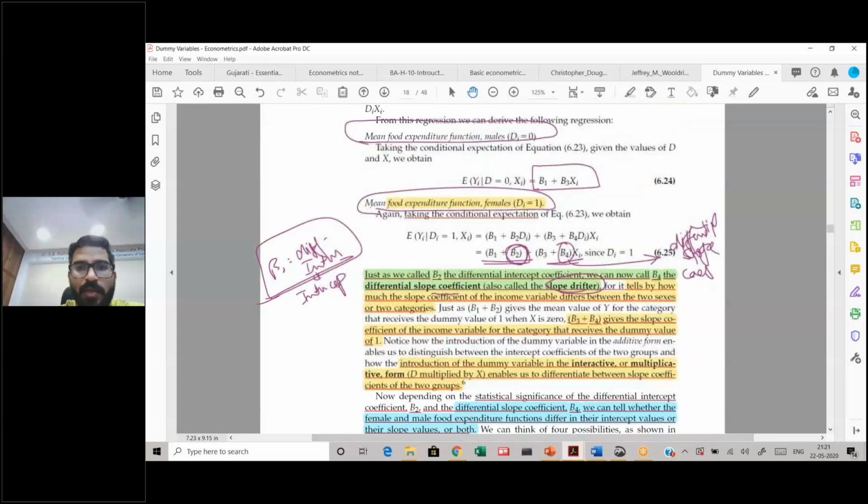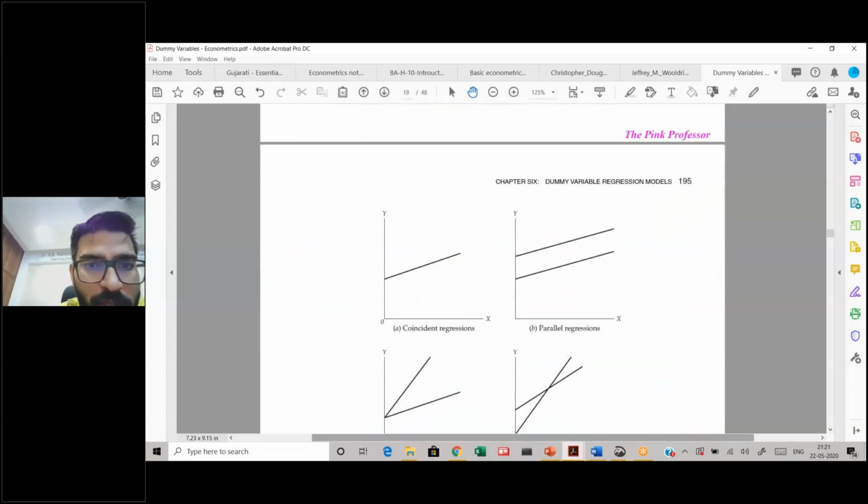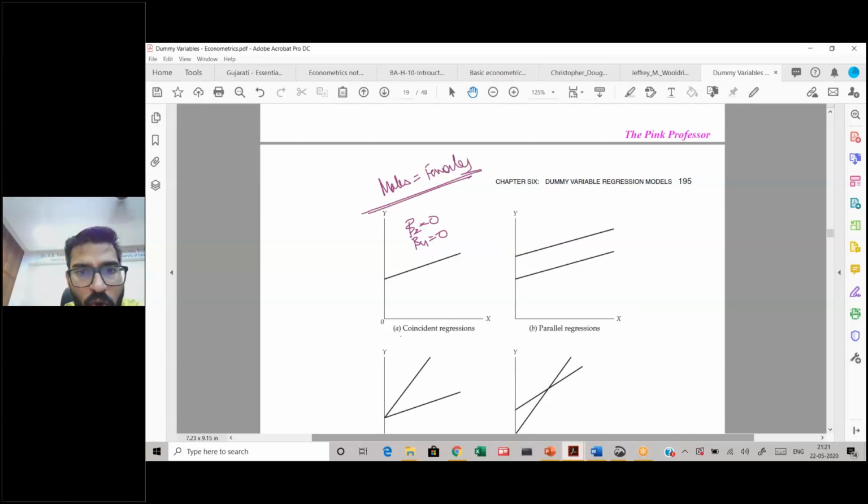We can have one case in which your B2 is equal to 0 and your B4 is also equal to 0. So if your B2 is equal to 0 and B4 is equal to 0, that essentially means that the regression for males is the same as the regression for females. They are coincident regressions.